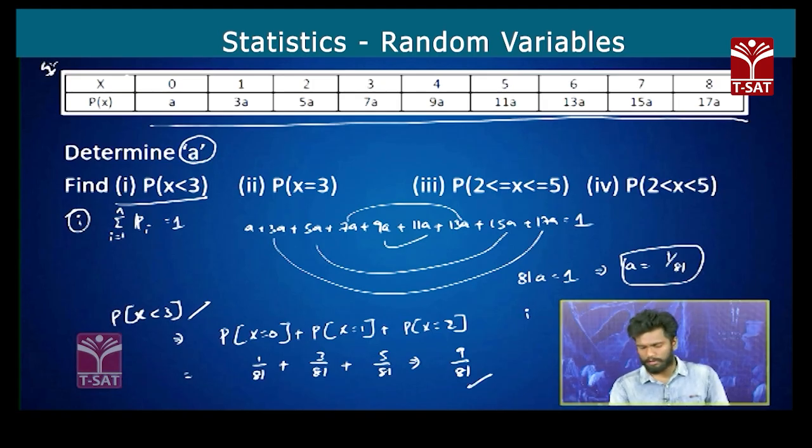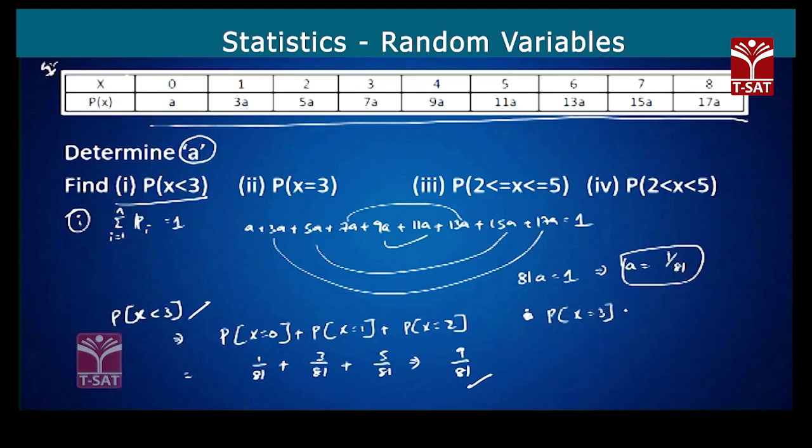Now P of X is equal to 3. When X is equal to 3, P of x is 7a. So 7 into 1/81 that is equal to 7/81 is our answer.